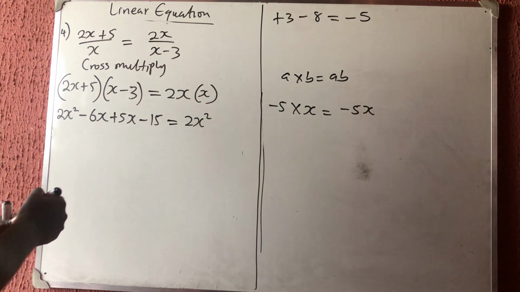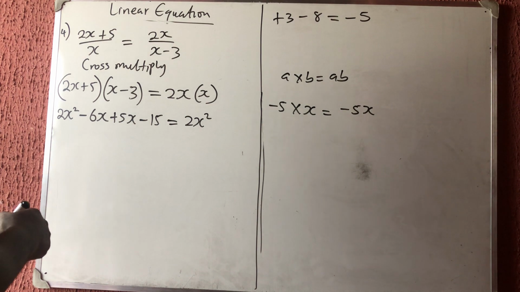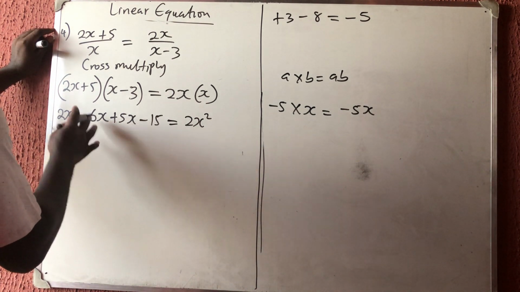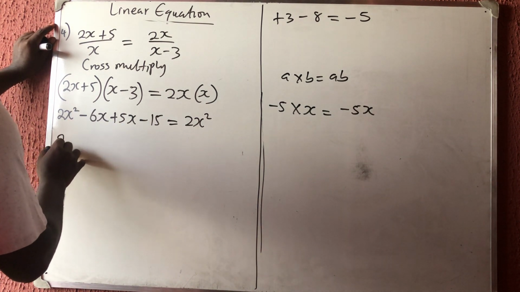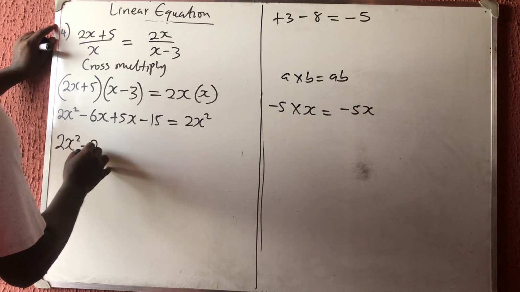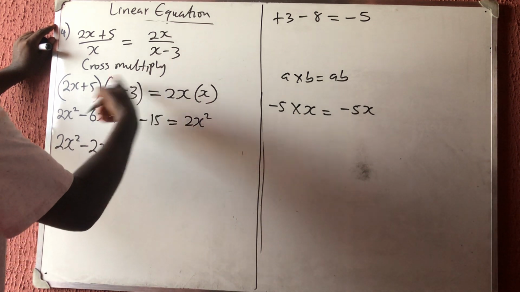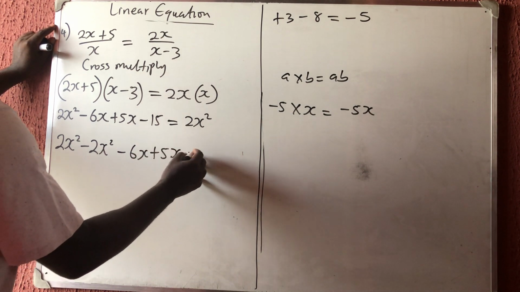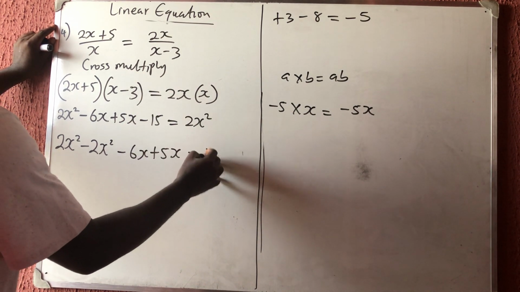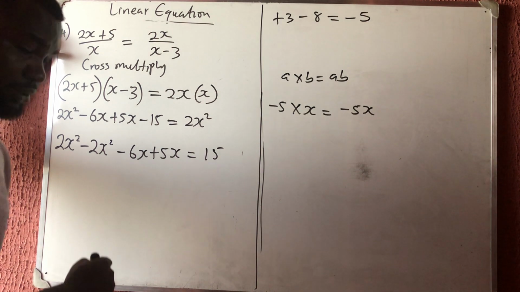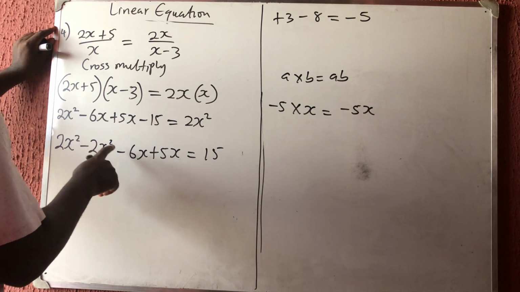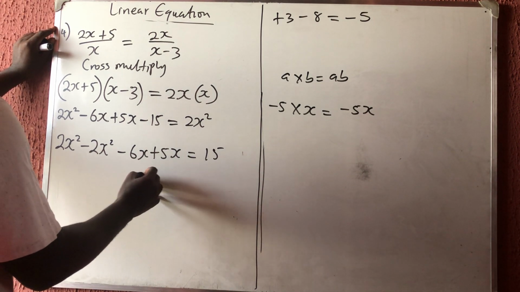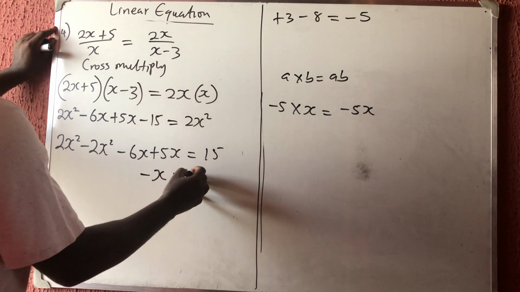2x squared. So let us collect like terms. If I collect like terms, I want all the x to be on one side. So I'm going to have 2x squared minus 2x squared. If this one is coming here, then minus 6x plus 5x is equal to this one moving here. You have 15. So you see that this minus this is gone. Minus 6 plus 5 will give you minus 1x is equal to what?